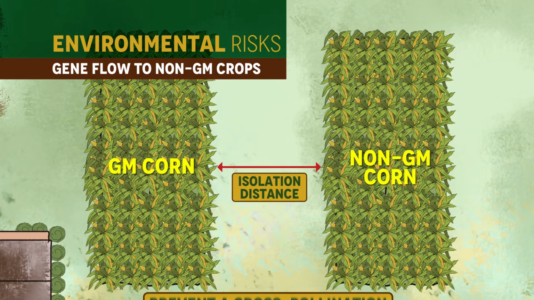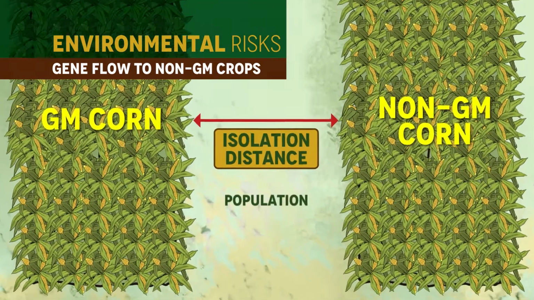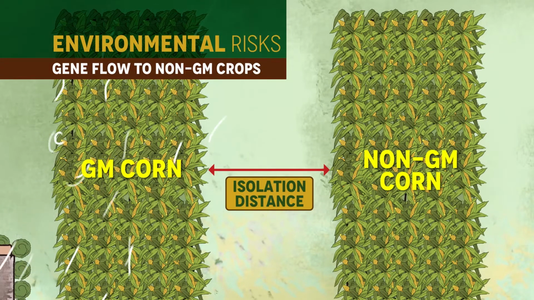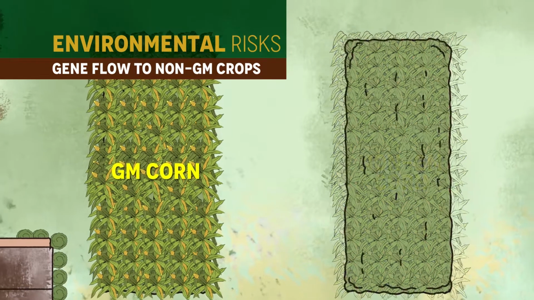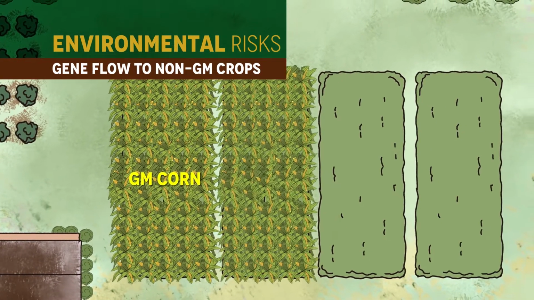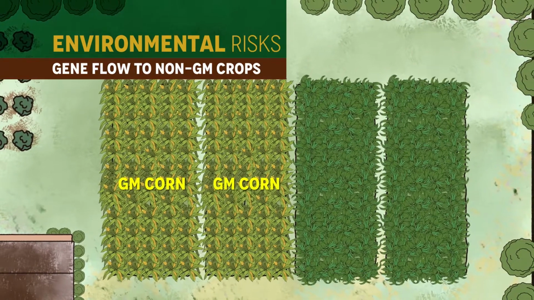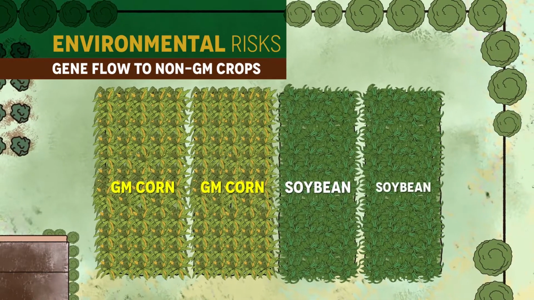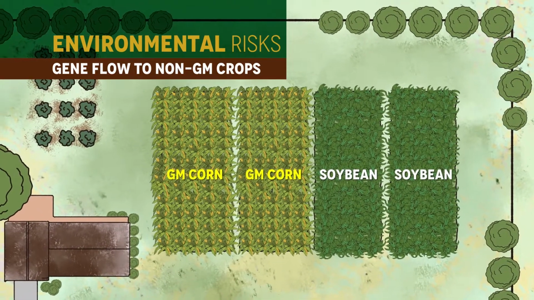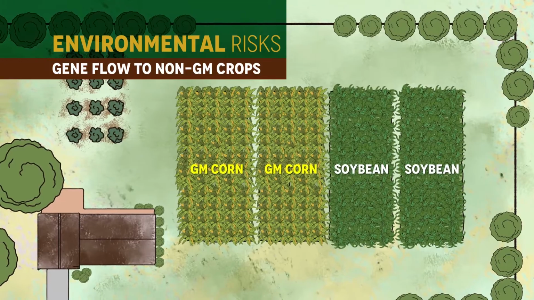To determine the isolation distance for each crop, population size, distance, and flowering timing between donor and receiver fields, as well as local wind conditions, are studied during field trials. Crops can also be cultivated at different times to avoid gene flow. For example, farmers agree to coexist by planting different crops at one time. Conventional soy and GM corn are planted at the same time to avoid cross-pollination.